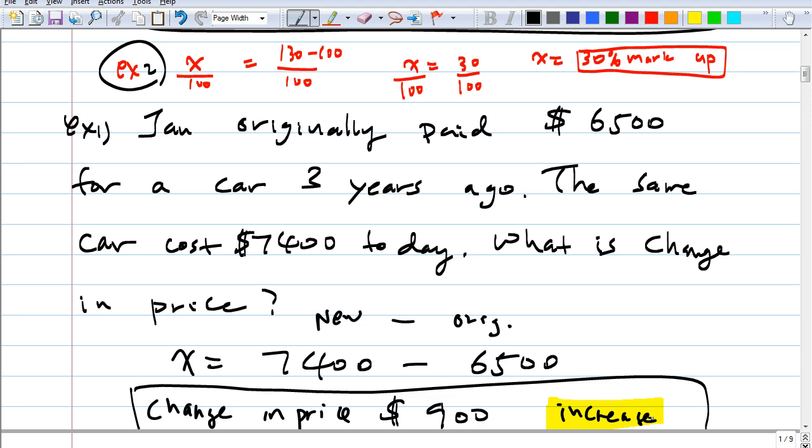Because if you just write 900, you don't know whether the price went up or down, right? So the change in price is a $900 increase. And Sophia is correct. We need to be able to do this in order to find the percent change.